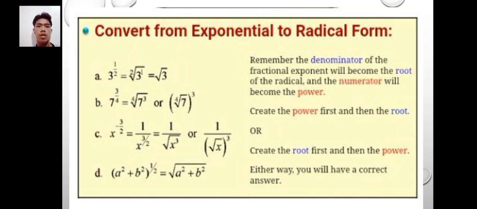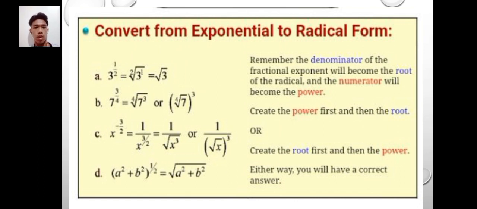B. Another example, 7 raised to 3/4. Create the power first and then the root. The numerator is 3, so it will be 7 cubed, and then the denominator is 4. It will become the index, so it will become the fourth root of 7 cubed.